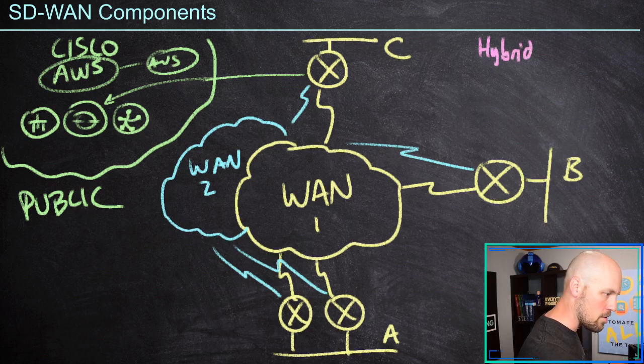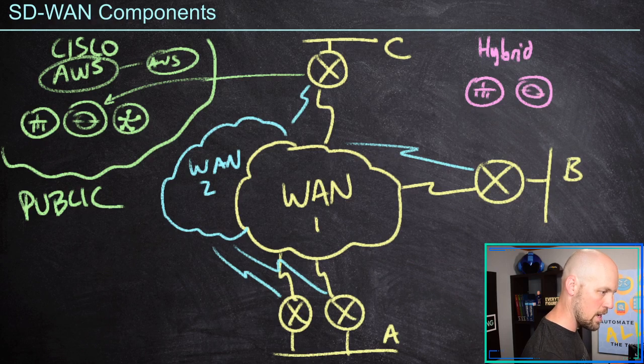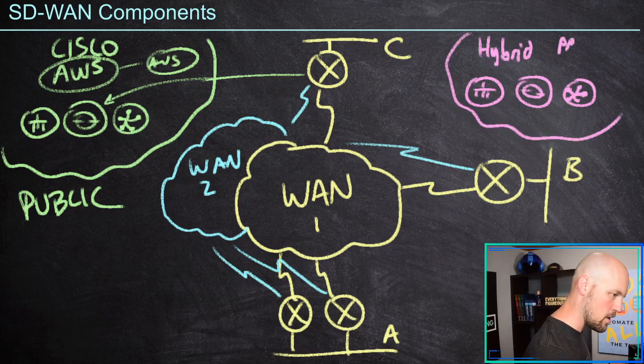The hybrid model says that I'm going to deploy the devices myself. So vManage, vBond, vSmart. I'm going to deploy them into my own private cloud. So this would be the private cloud.